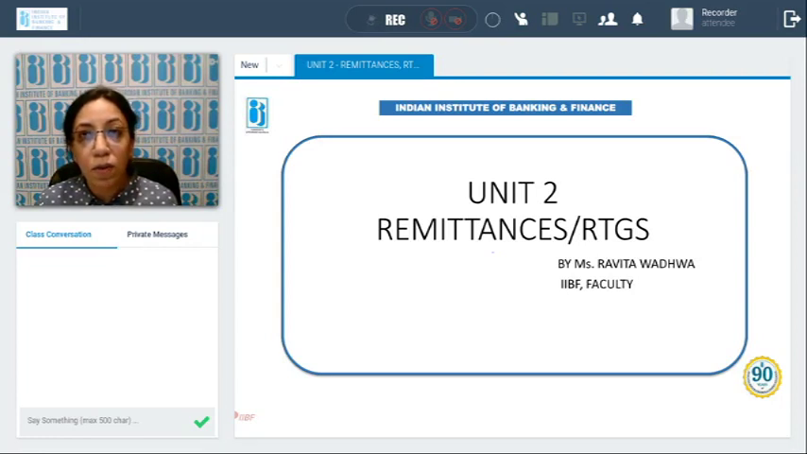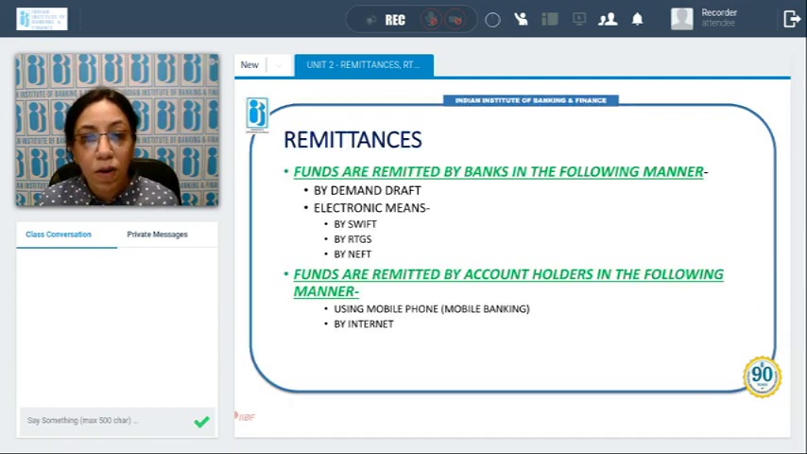Today, I'll tell you about remittances, RTGS, NEFT, and other modes of remittances used by the banks as well as by the customer. Now, funds are remitted by banks in the following manner: by demand draft and by electronic means. The electronic means can be by SWIFT, by RTGS, by NEFT. The funds are remitted by account holders in the following manner: using mobile phones. One by one, we will understand what are the different types of remittances which can be used by the bank as well as by the account holder.